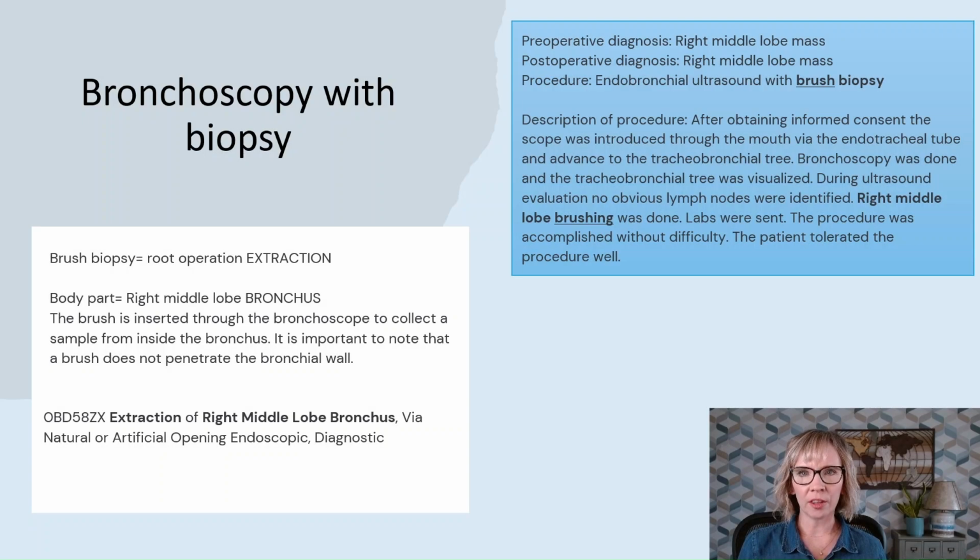Now that we have covered the various methods for biopsy during bronchoscopy, let's look at some examples of documentation that you might see when coding these procedures. The pre- and post-operative diagnosis is right middle lobe mass. The procedure is an endobronchial ultrasound with brush biopsy. The description of the procedure is, after obtaining informed consent, the scope was introduced through the mouth via the endotracheal tube and advanced to the tracheobronchial tree.